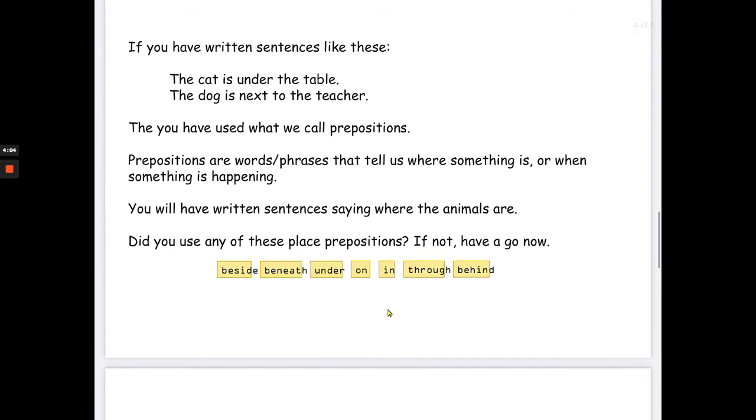And the next slide is about you having done the work for yourself, because if you've written something like the cat is under the table, or the dog is next to the teacher, or the dog is on the table, then you've used these words that we call prepositions. Prepositions are words or groups of words, phrases, that tell us where something is or when something is happening. So, if you've written a sentence saying where the animals are, did you use any of these prepositions? Beside, underneath, on, under, right? That's sort of adding a little bit more detail. If you didn't use any of those, you can have a go now. Pause the video and we'll come back to it.